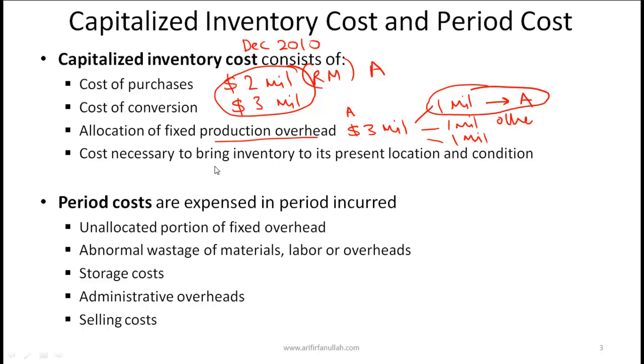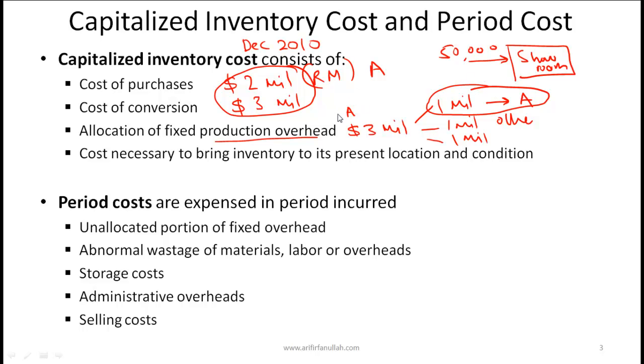And then cost necessary to bring inventory to its present location and condition. So let's say once product A is manufactured, it then needs to be transported to the showroom. So the cost of transportation, let's say, is 50,000. Then this cost of transportation to its showroom destination also is capitalized.